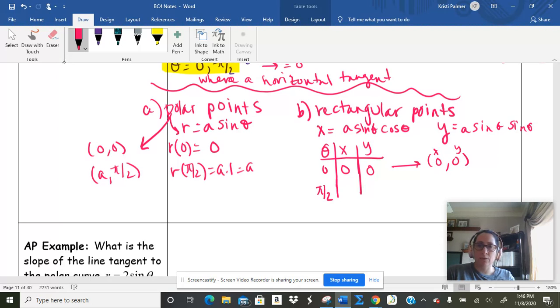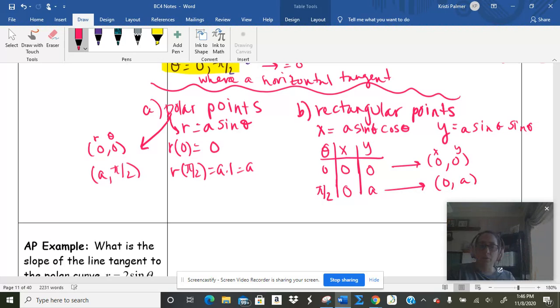But this is in terms of x and y. Remember, these are in terms of r and theta. So let's plug in a pi over 2. So that gives me 0 here. And then that would be a times 1 times 1, which is a. So 0, a. And those would represent the exact same points. They're just written a little bit differently.